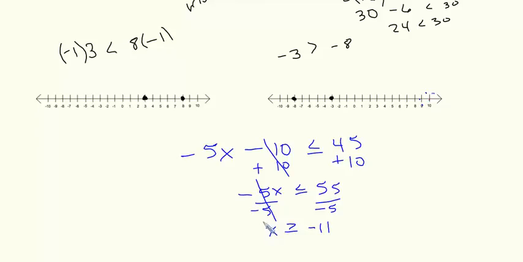Okay, so we're essentially doing the exact same thing as we did when we solved equations, except for this rule right here that you cannot forget. Whenever you multiply or divide both sides of the inequality by a negative number, you must flip the inequality symbol.